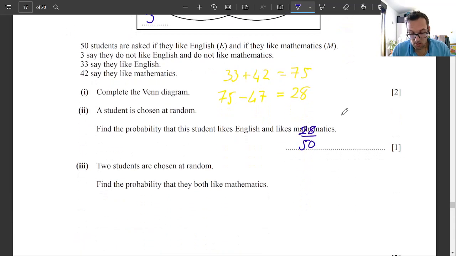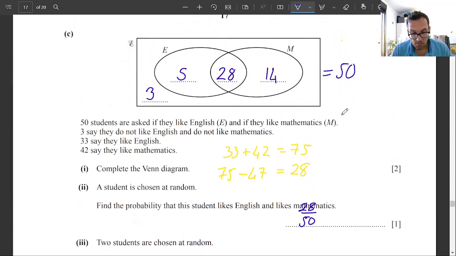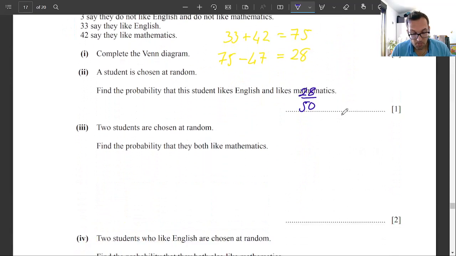All right, next, we're choosing 2 students. Find the probability they both like mathematics. So picking a student that likes mathematics, there were 42 of them, remember? Yes, some of them like English as well, out of 50. Now, we're not going to pick the same student twice, so the next time we pick a student that likes maths, that will be 41 of them left and only 49 students.